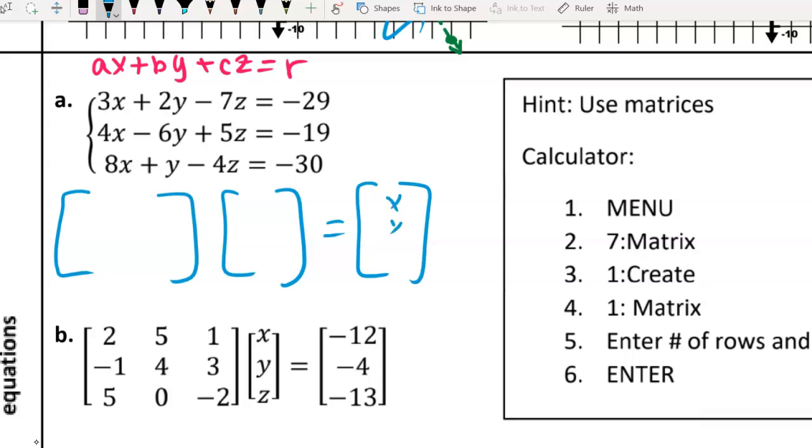This is going to be x, y, z. So we're going to put 3, 4, 8, 2, negative 6, 1, negative 7, 5, negative 4. We put negative 29, negative 19, negative 30. These are being multiplied together, and remember we put it to the negative 1.